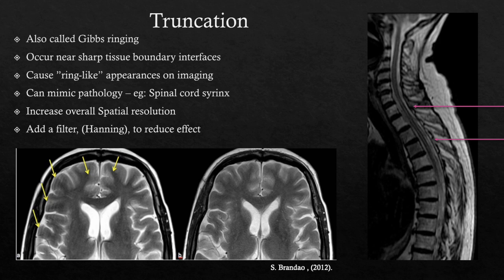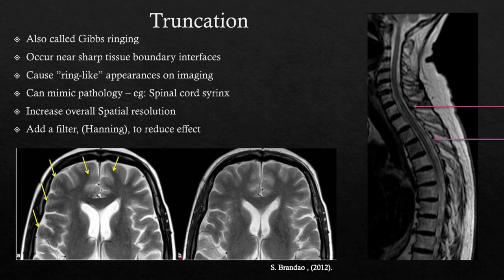A way that these can be fixed and reduced is to increase the overall spatial resolution. That does have some downfalls, as you can lose SNR as a result of that. We can also add some filters, Hanning filters. This reduces the effect, but can reduce overall CNR and can also increase the risk of some chemical shift artifacts into the images as well. So it's a bit of a balance.